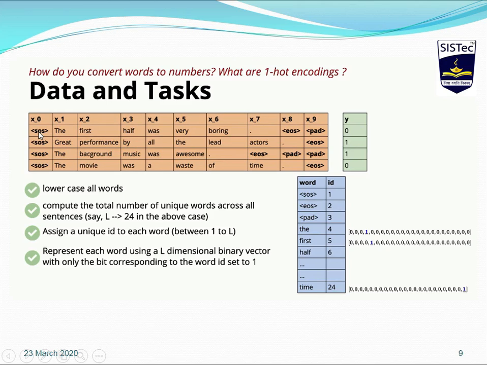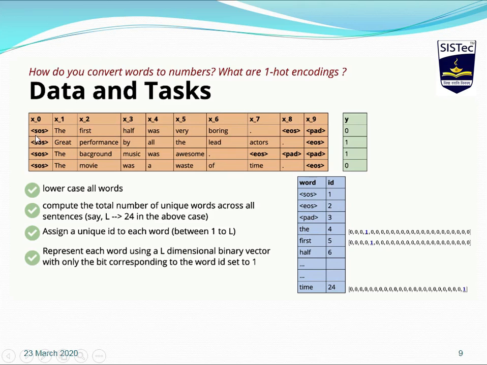So the words are 1 2 3 4 5 6 7 8 9, 10 11 12 13 14. "The" is already repeated, so 15 16 and so on. Suppose the number of unique words is 24 in this case, for the particular example. Now we are going to assign a unique ID to each word.